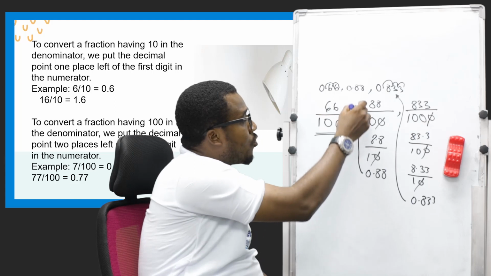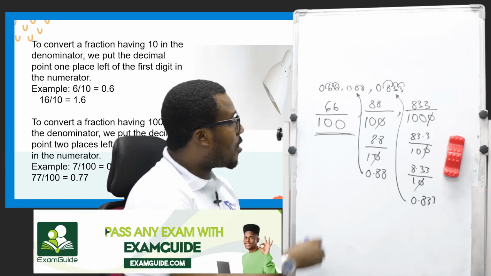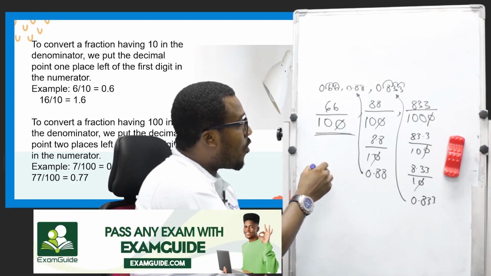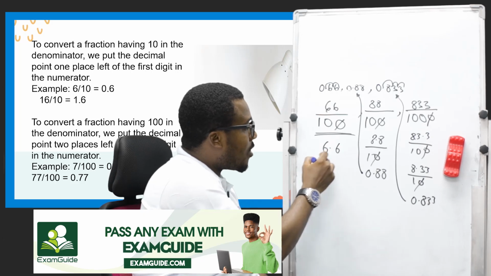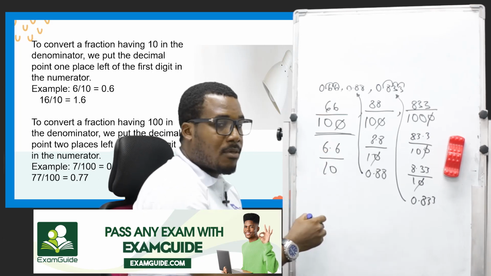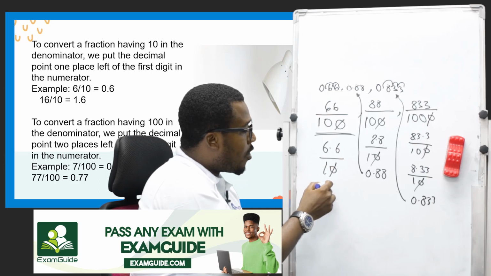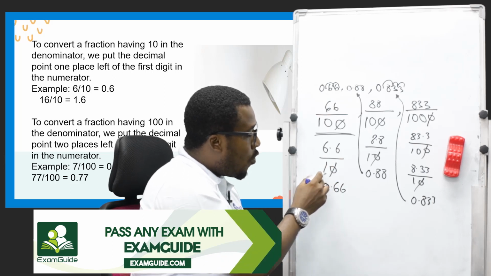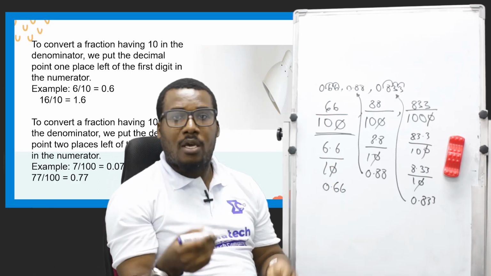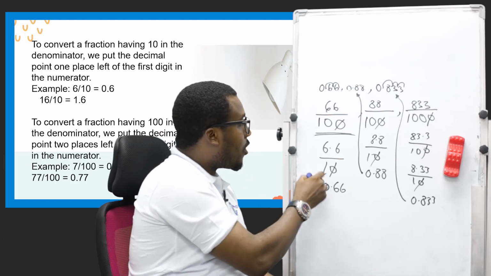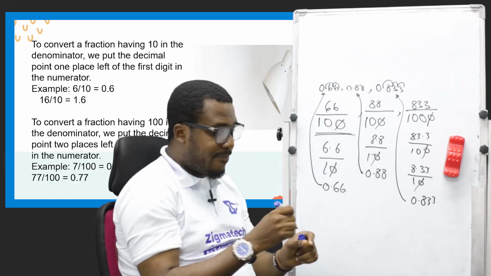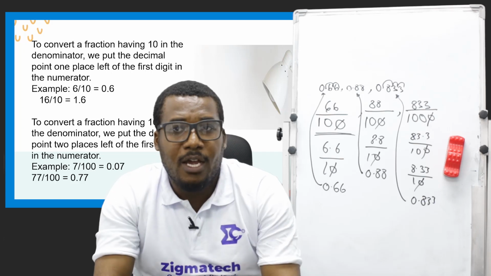You're back to our good friend over here. In this case, you cancel one of the zeros, and this becomes 6.6 over 10. You cancel the next 0, it becomes 0.66 over 1. Anything over 1 is that same number. Thus, you've come back to our good friend over here. That's how you solve fine numbers.